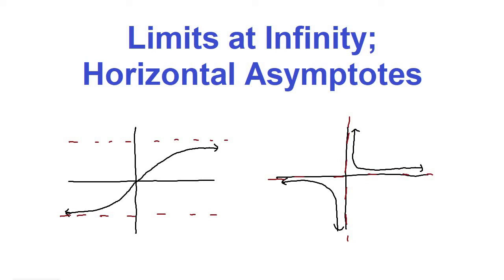So let's take a look at limits at infinity and horizontal asymptotes. Now, limits to infinity is another way of saying end behavior. In other words, what y value does the function approach as the x value increases without bound? Now, when it comes to end behavior of functions that are fractions, there are three main types of scenarios.